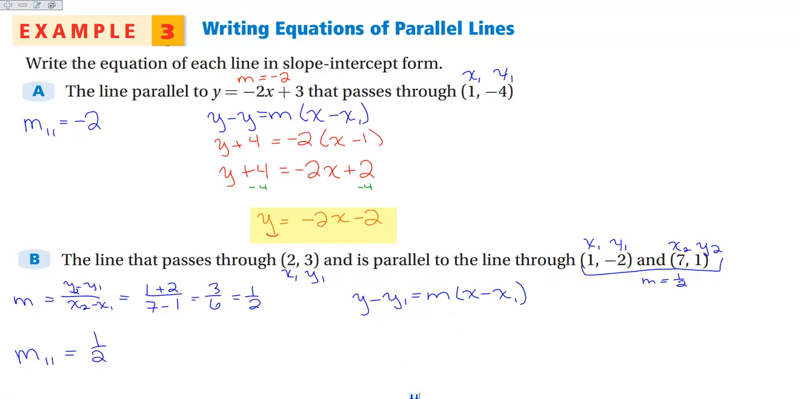Again, I'm starting in point-slope form because I have a point on the line and I have the slope. So y minus y1, which is 3, equals my parallel slope, which is 1/2, times x minus x1, which is 2, for the point that's on the line. Do not get confused with this x1, y1. This was to do our slope.